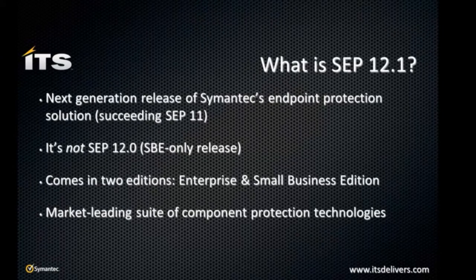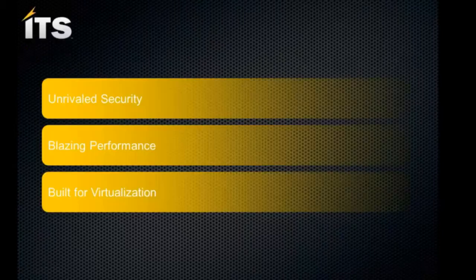So first, what is SEP 12.1? It's the next release of SEP, the SEP product. It comes right after SEP 11, in case you can figure that part out. It is not SEP 12.0, which is an SB only release. It's kind of confusing. People ask, what happened to SEP 12.0, and we just tell them it doesn't exist. It's SEP 12.1. There's a small business and an enterprise edition. It's also the market-leading suite of component protection technologies, which is a fancy way of saying that it's top-of-the-line stuff.